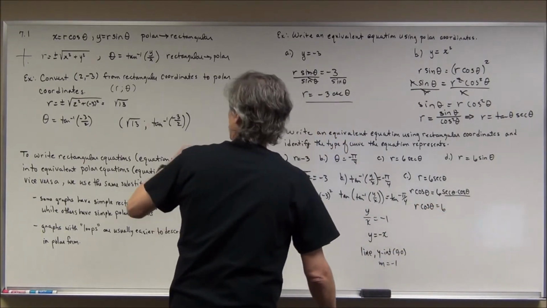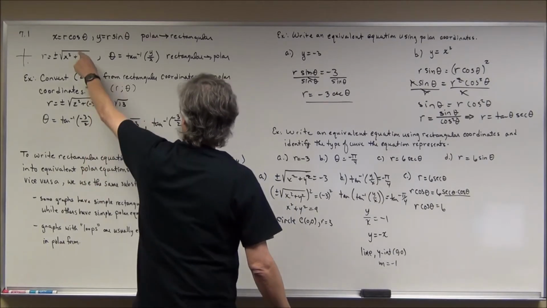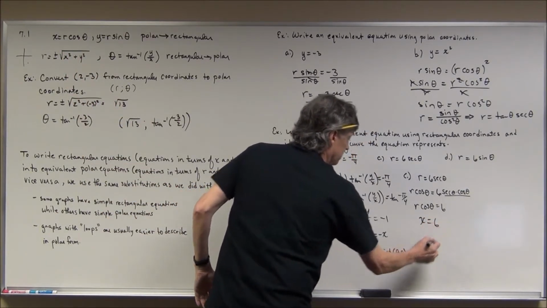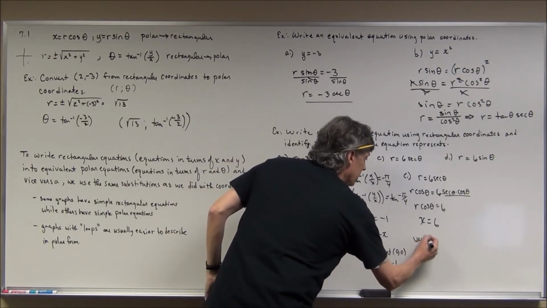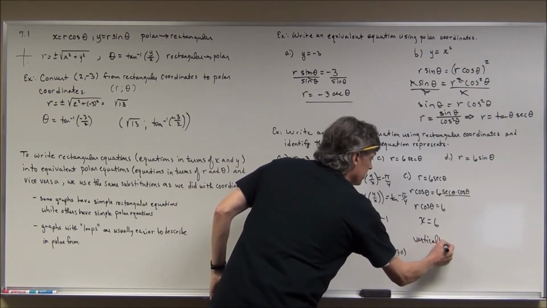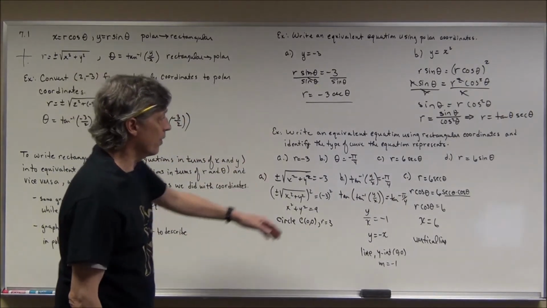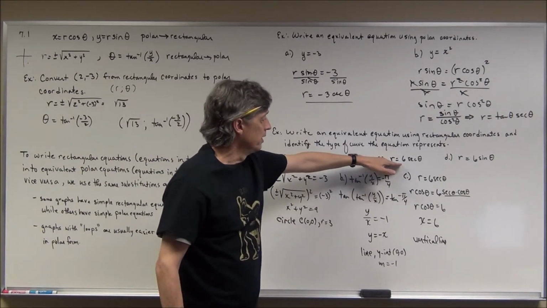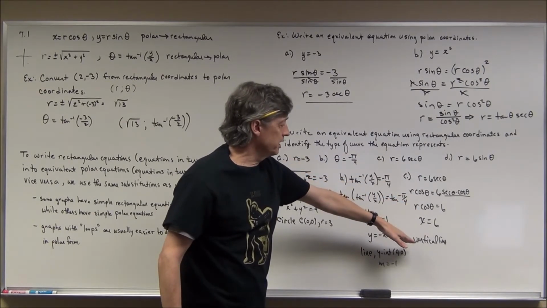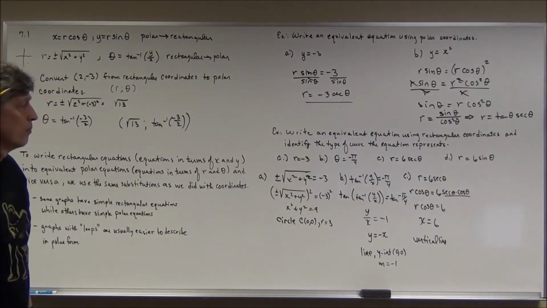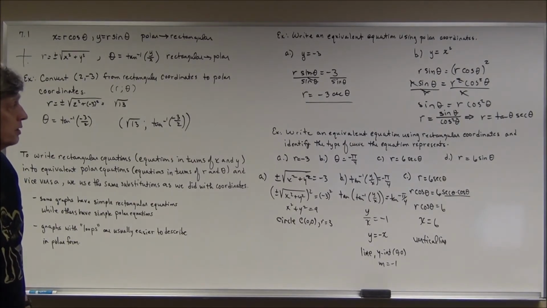Well, R cosine theta, where's it at? There it is. That's equal to x. So this is x equals 6. So this is a vertical line. And again, I look at that, I had no idea that this was going to be a vertical line. But once I make the conversion, I can see exactly what I'm dealing with in terms of rectangular coordinates. I'm much more familiar with rectangular coordinates.